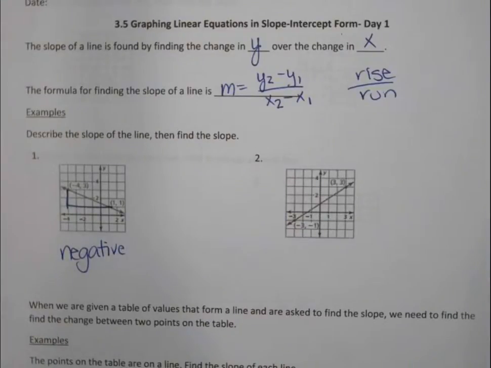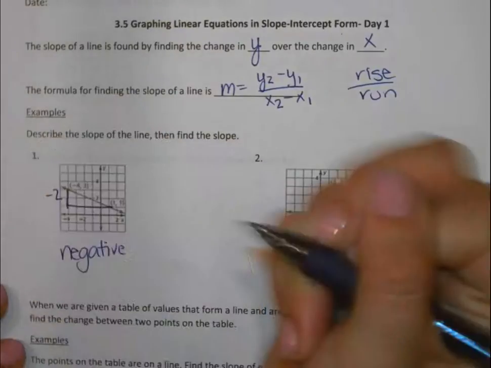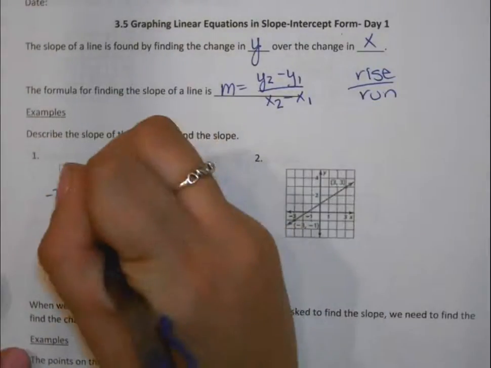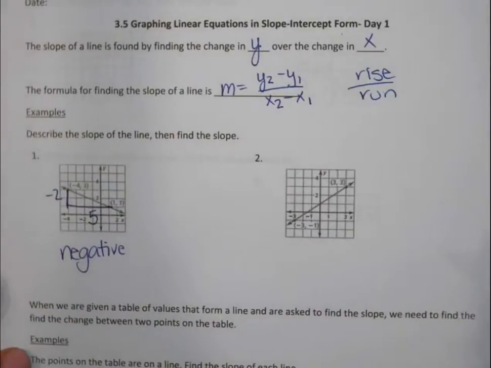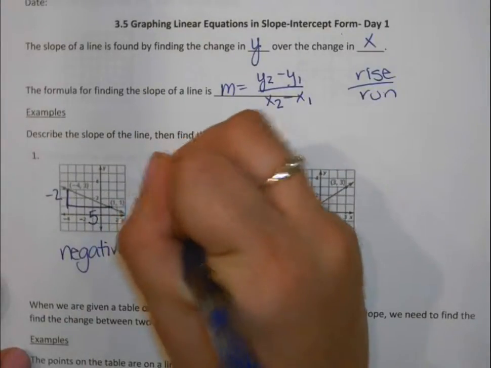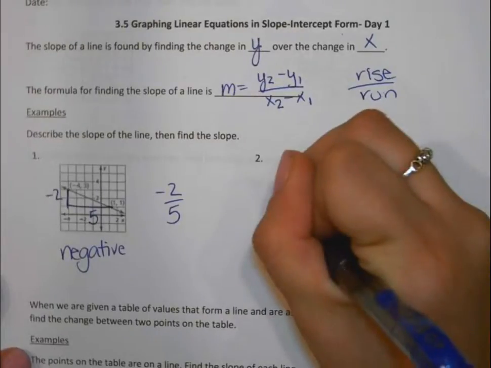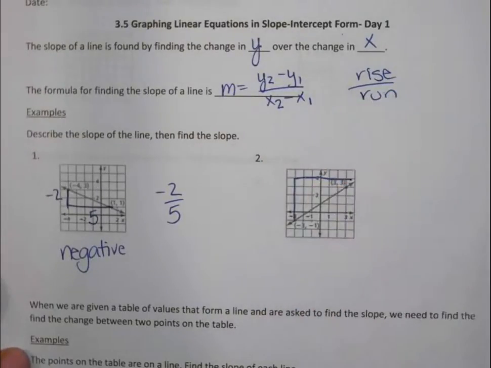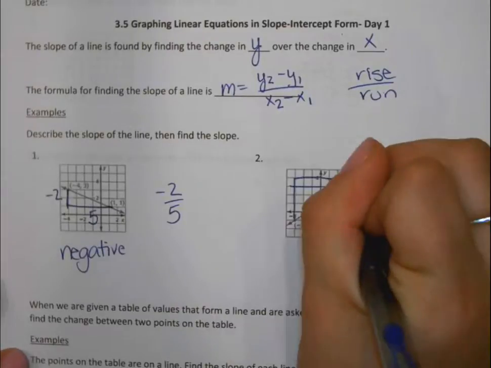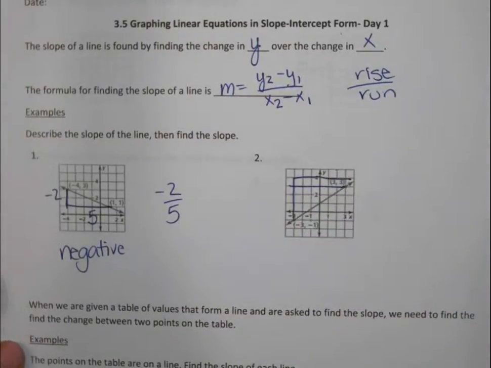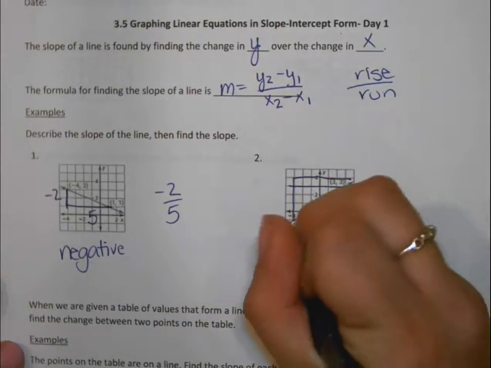Then what I'm going to do is count those squares in that triangle I just drew. So I went down 2, so I make that a negative, and I went right 5. So my slope here is negative 2 over 5. If I take a look at number 2, I go up and right to go to my next point. That makes it positive.